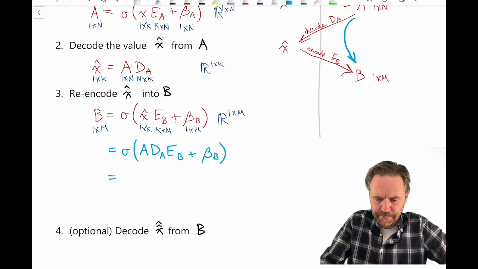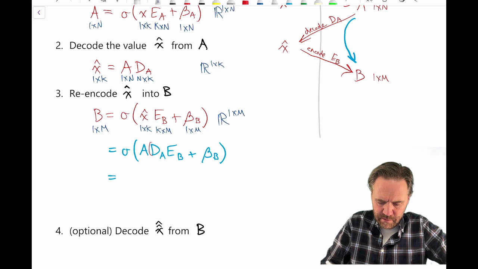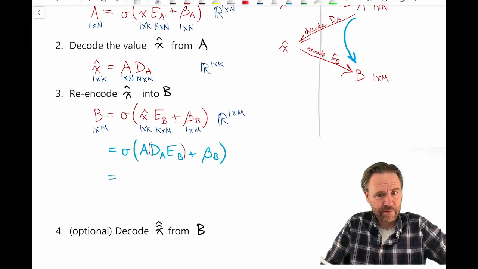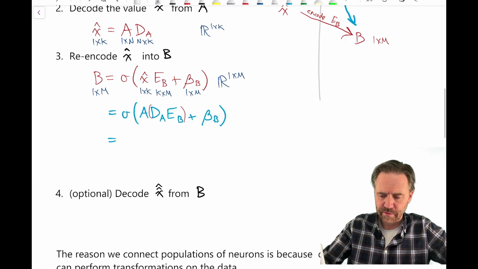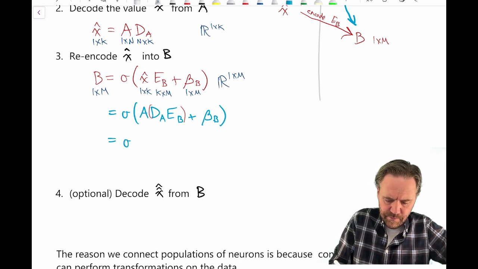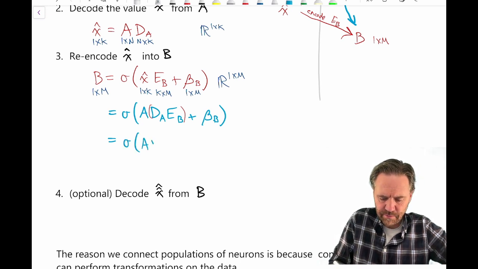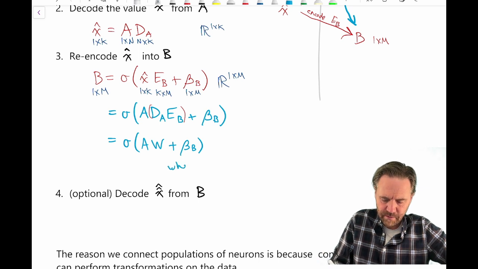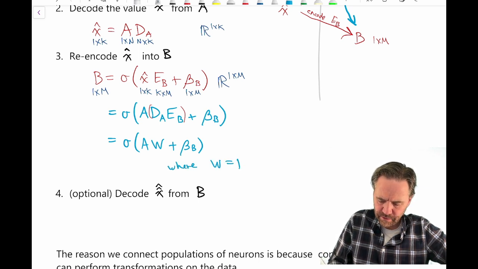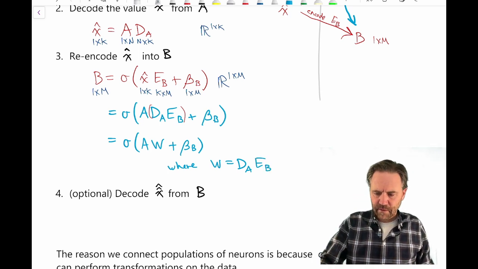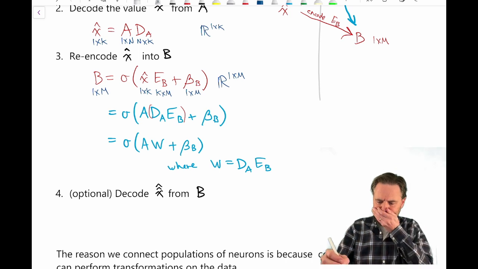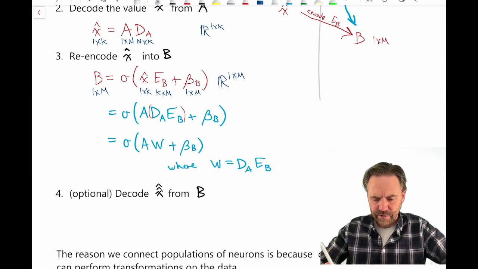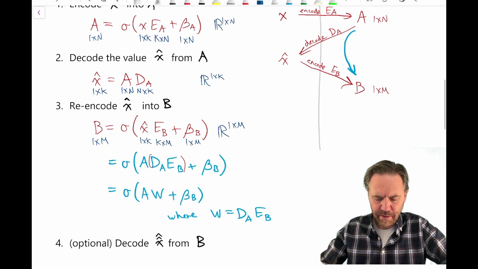Now, we can put the decoders and the encoders together into a single matrix and call it W. Sigma of A times W plus the biases, where W equals the decoders for A times the encoders for B. So let's look at the dimensions of this thing. DA, the decoders for A, were N by K.